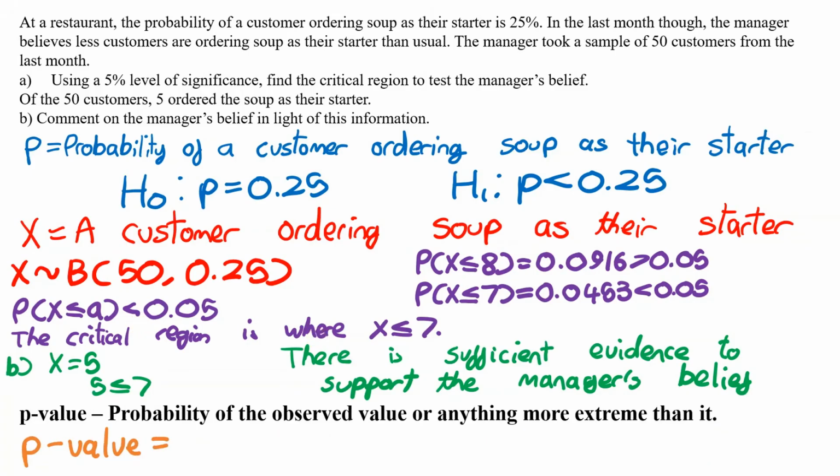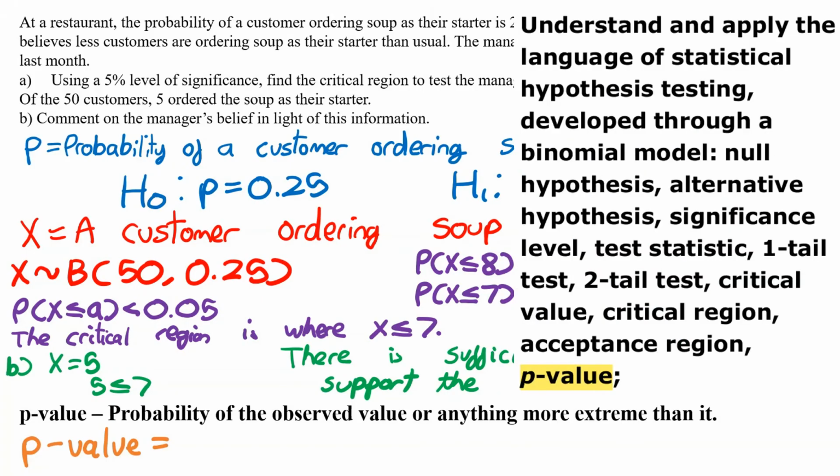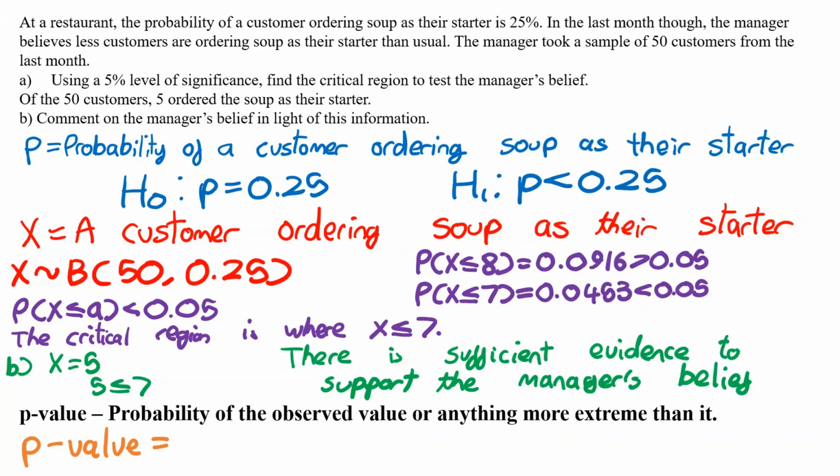Okay, so next up is the p-value, and weirdly this isn't actually mentioned in the Pearson textbook, but it is mentioned on the specification as something that you need to know, and they have asked exam questions on it before as well. The p-value is the probability of the observed value or anything more extreme than it.